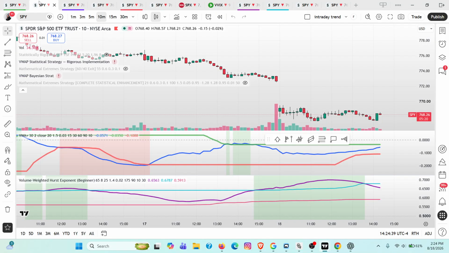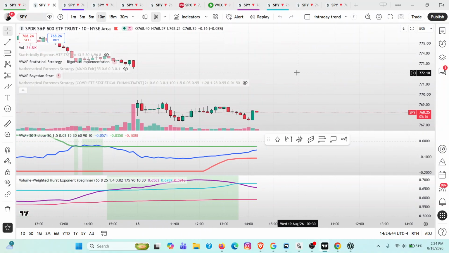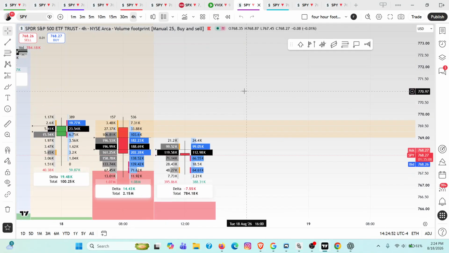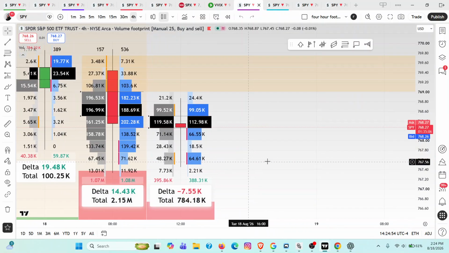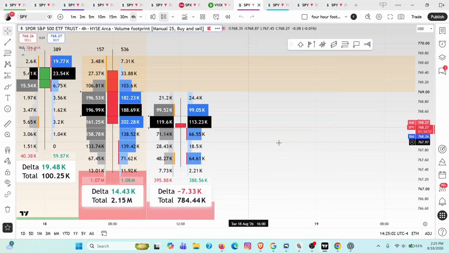Okay, so we looked at the momentum. Let's see what's going on with Hurst and autocorrelation. Nothing, price is random. And let's go to the footprint. Very important, we're looking at the 4 hour. I'm using 25 ticks per row and manual to help me identify enough detail.